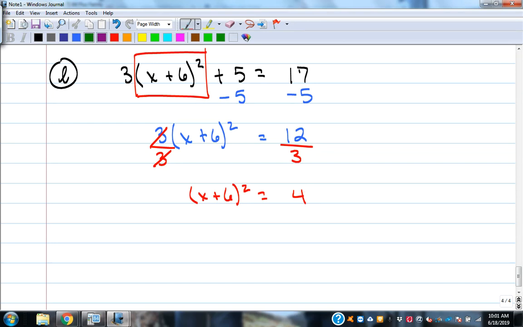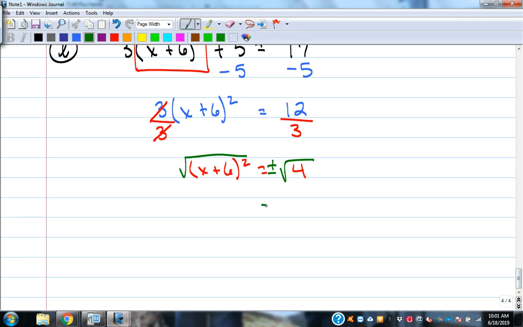And then the squared part is by itself. That's what I wanted, because now I can take the square root of each side. Square root, plus or minus square root. Hey, the square root of 4 is a good number. It's plus or minus 2. And on the other side, I've got x plus 6. So those are regular numbers. 2 plus or minus 2 and 6 are regular numbers. So that means when I solve this by subtracting 6, I've got negative 6 plus or minus 2.